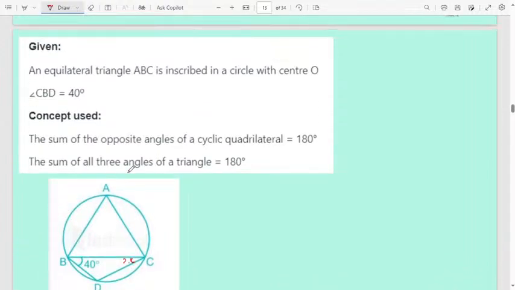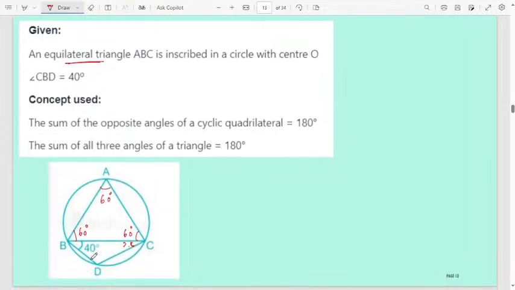Then two important things you have to remember here. In an equilateral triangle, all the angles are 60 degrees. If they mention in the question that it is an equilateral triangle, all the three angles are the same, 60 degrees. ABC is inscribed in a circle with center O, and angle CBD is given as 40 degrees.